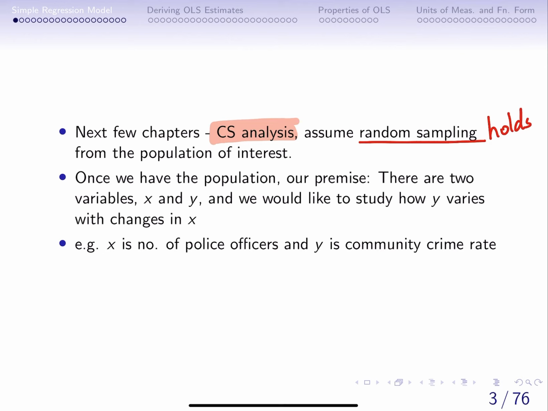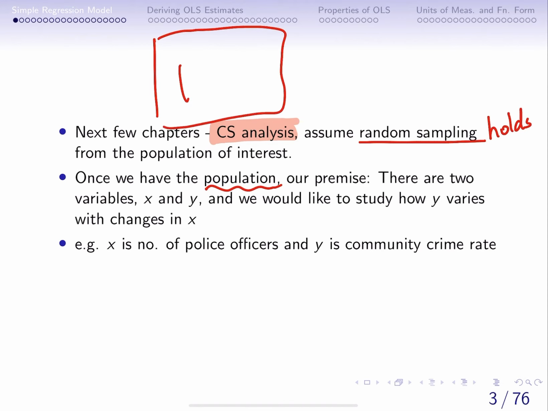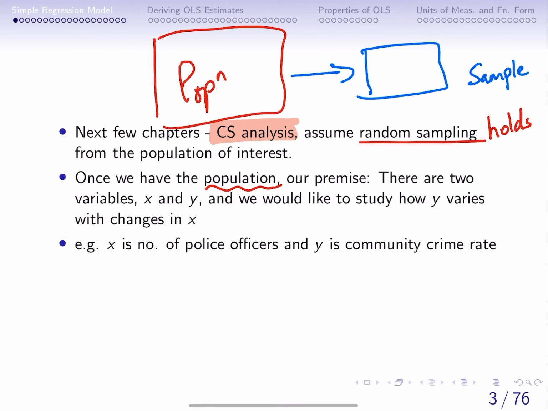Now, in the population of interest, remember that there is a big population, and what we extract from here when we do random sampling is a sample of interest that is going to tell us something about what's going on in the population. So hopefully this is a random sample that we have chosen. That's what we're running with. This is the assumption we're running with. And we want to understand how y varies with changes in x.